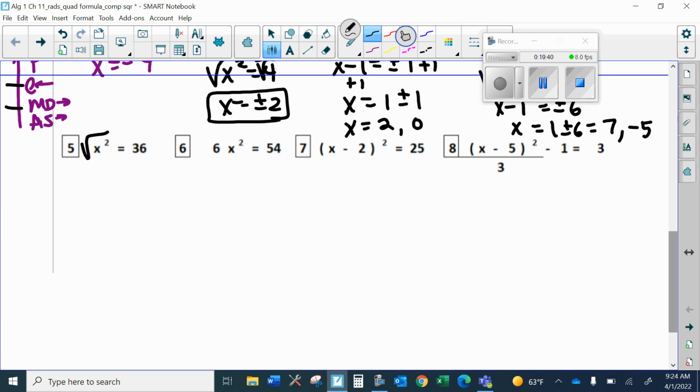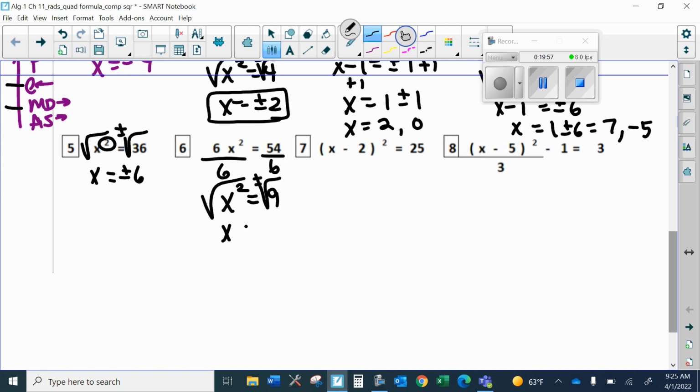So again, square root, plus or minus, x equals plus or minus 6. Remember that degree tells me how many answers. You better have 2 answers. Here I have to do division first, before exponents. So I get x squared equals 9. Now I take the square root, plus or minus. X equals plus or minus 3.